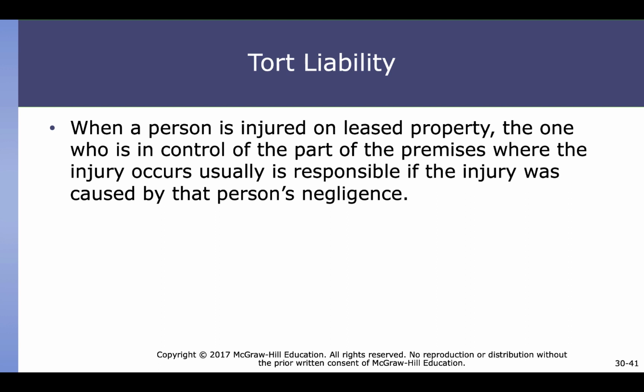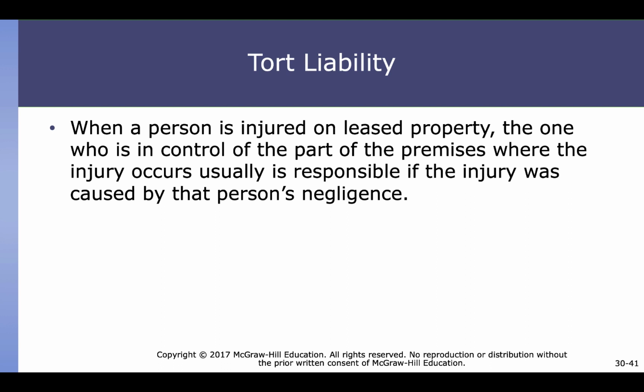And leased property may bring up tort liability if a person is injured on leased property. The one who's in control of the part of the premises where the injury occurs usually is responsible if the injury was caused by that person's negligence. The landlord, for example, is responsible for injury to others that may be caused by a defect in the common areas, such as hallways and stairways.